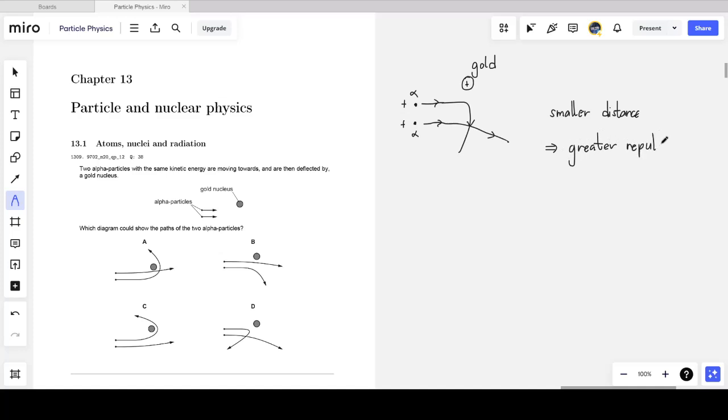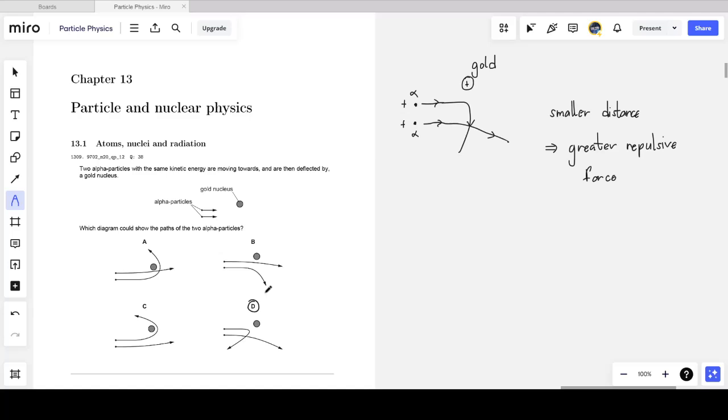So you cannot have the alpha particles being attracted to the positive gold nucleus, since the alpha particles are positive themselves. And so we're going to have to look for a diagram where the particles that are closer to the gold nucleus will get deflected away from the gold nucleus with a greater force than the ones that are further away. And we can see that corresponds to option D. So it's 1, repulsive, 2, it depends on distance. The closer you are, the stronger the force. And so that corresponds with option D.